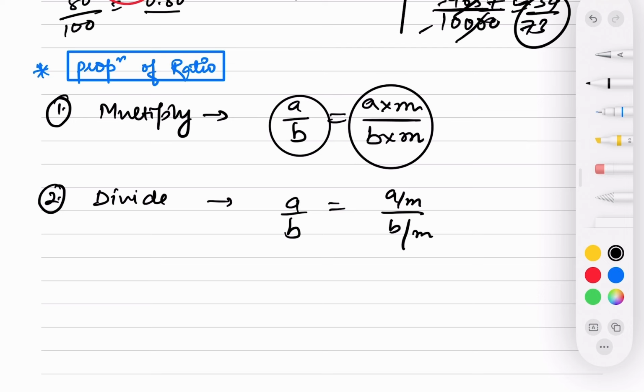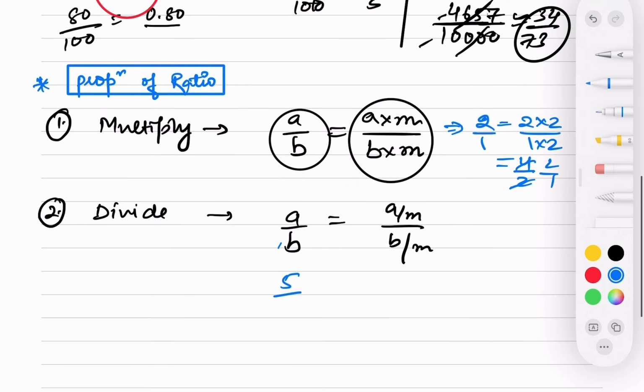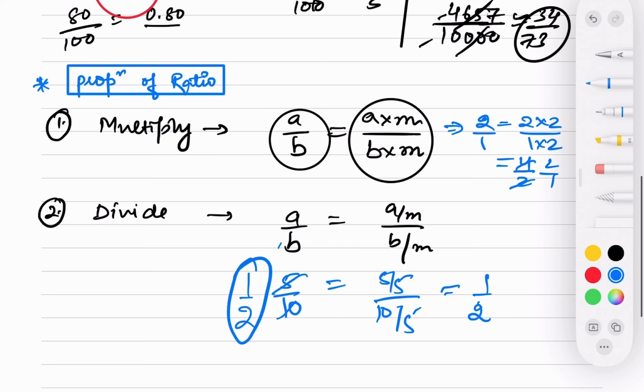Correct? I think it's very obvious, right? For example, if you have, let's say, 2 by 1 as the ratio, and I multiply by 2 here, what do you get? 4 by 2, which is nothing but 2 by 1 only. As simple as that. For example, if you have 5 by 10 and I divide by 5, 10 by 5, it becomes 1 by 2. And again it was 1 by 2 only.